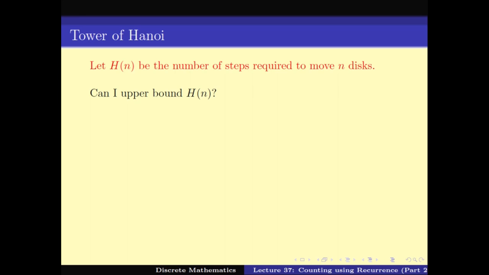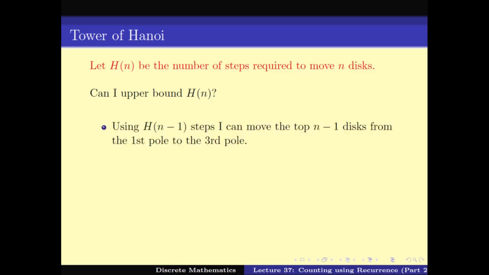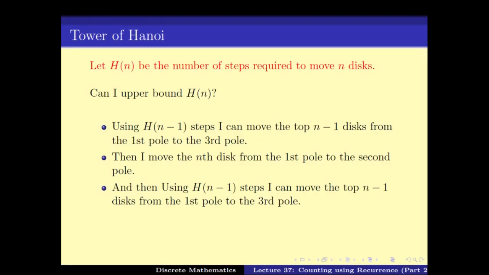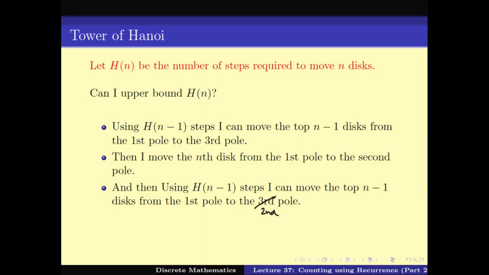If you remember what we did for the case of H3, let's see what was done. We first used Hn minus 1 steps to move the top n minus 1 disks from the first pole to the third pole, right? That we can do because that's the definition of Hn minus 1. Then I moved the nth disk, the bottommost disk, from the first pole to the second pole. And then again I moved the n minus 1 of them on top of the second pole. Sorry, so the first move was not to the second pole, it should be the third pole. So I had them on the third pole, and from the third pole I moved them to the second pole.